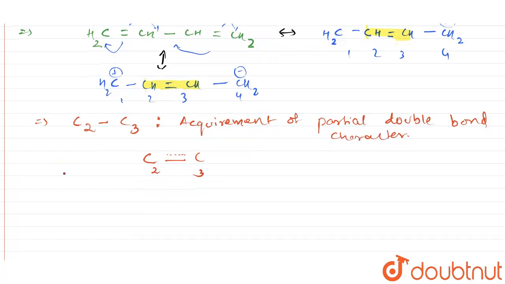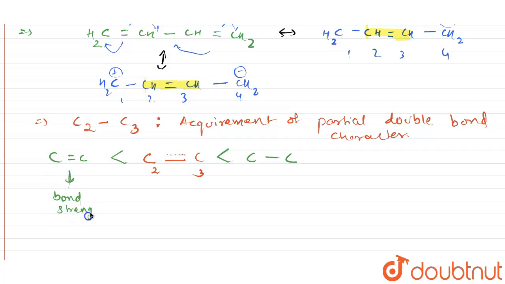Now it is very clear that the double bond character here is going to be less than a carbon-carbon double bond, but greater than a carbon-carbon single bond in terms of bond order. Why? Because in a double bond there is a strong force of attraction between the electrons, and the bond strength is more in a double bond. Therefore, when the bond strength is more, the bond length is less. Bond strength has an inverse relationship with bond length.